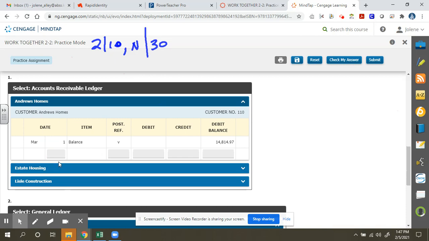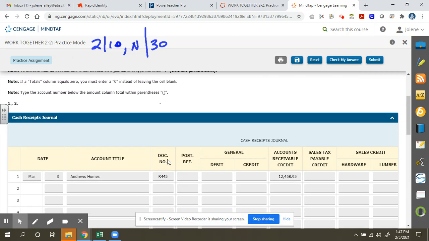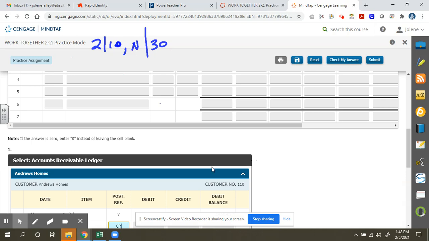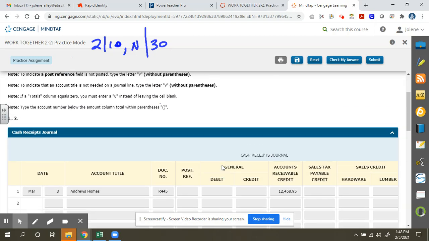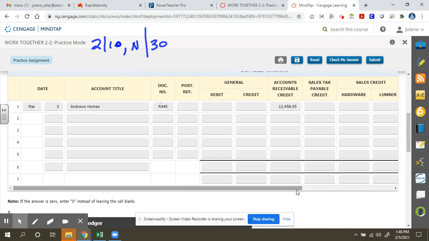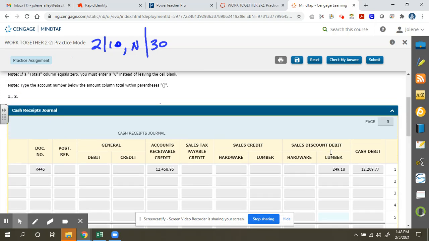Here's Andrew Holmes. And this is March 3rd. And the reference is CR5, because it's Cash Receipts Journal, and then it was page 5. Remember when we put that up there? CR5.